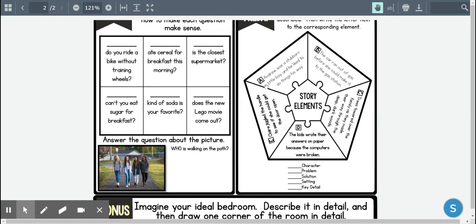And you are then going to say, okay, for example, A, Andrew was a stubborn little boy and he liked to do things his way. Does that describe the character? Does that describe the problem, the solution, the setting, or the key detail? Well, I know that Andrew is being described, so that would be a character. So I'm going to take the letter A that goes with this sentence, and I'm going to put a text box so that your teacher can read it easily. And I'm going to put an A next to character. You'll do the same thing with B, C, D, and E.